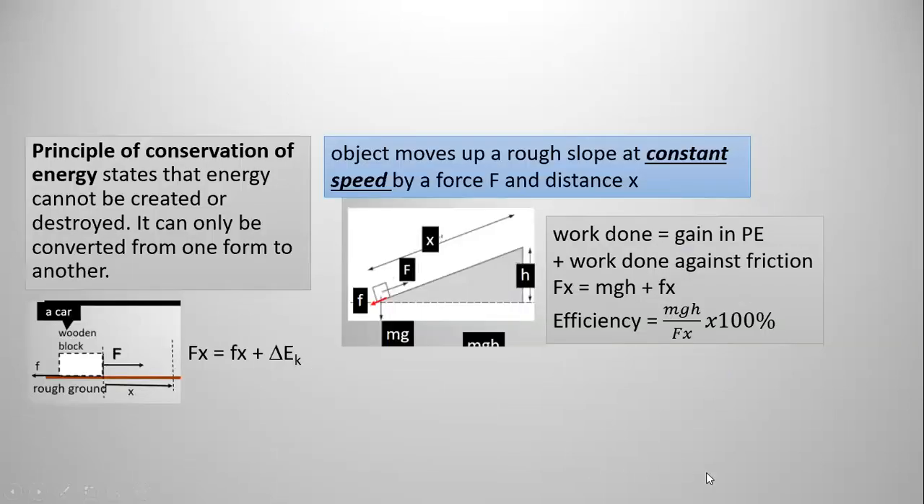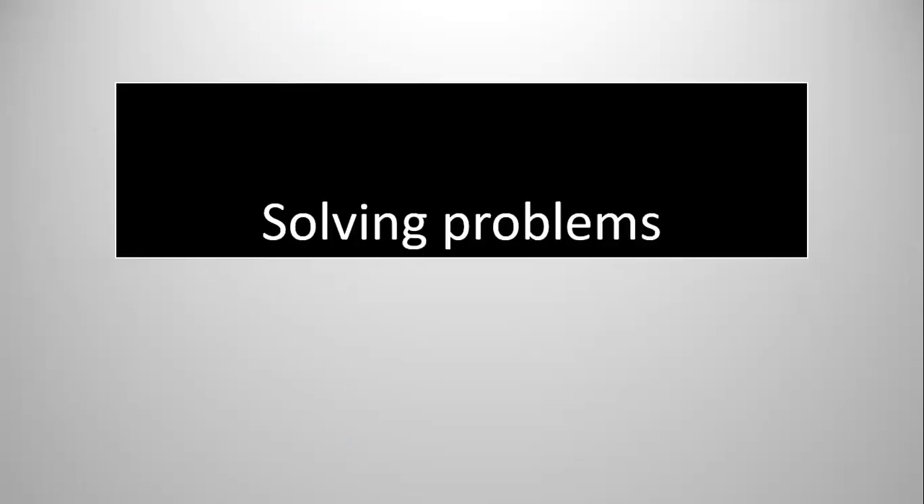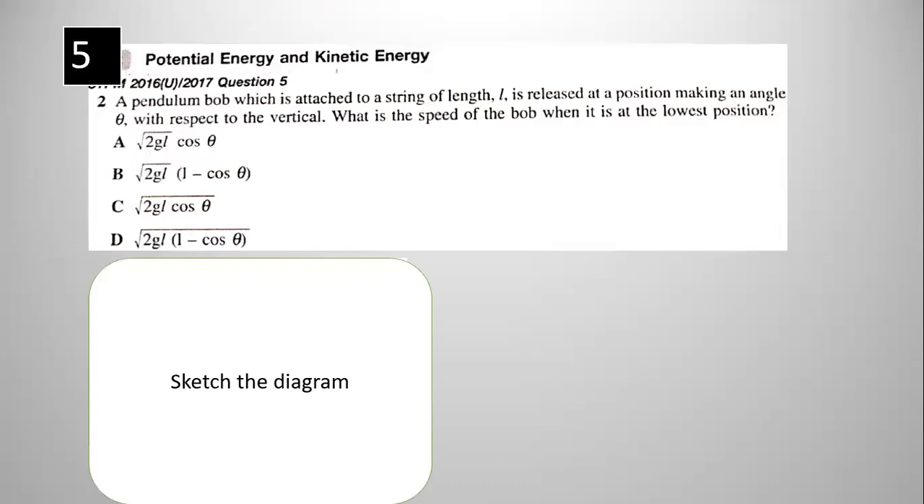Okay, let's do some questions. Solving problems. This is your partial question, 2016. A pendulum bob which is attached to a string of length L is released at a position making an angle of theta with respect to the vertical. What is the speed of the bob when it's at the lowest position?